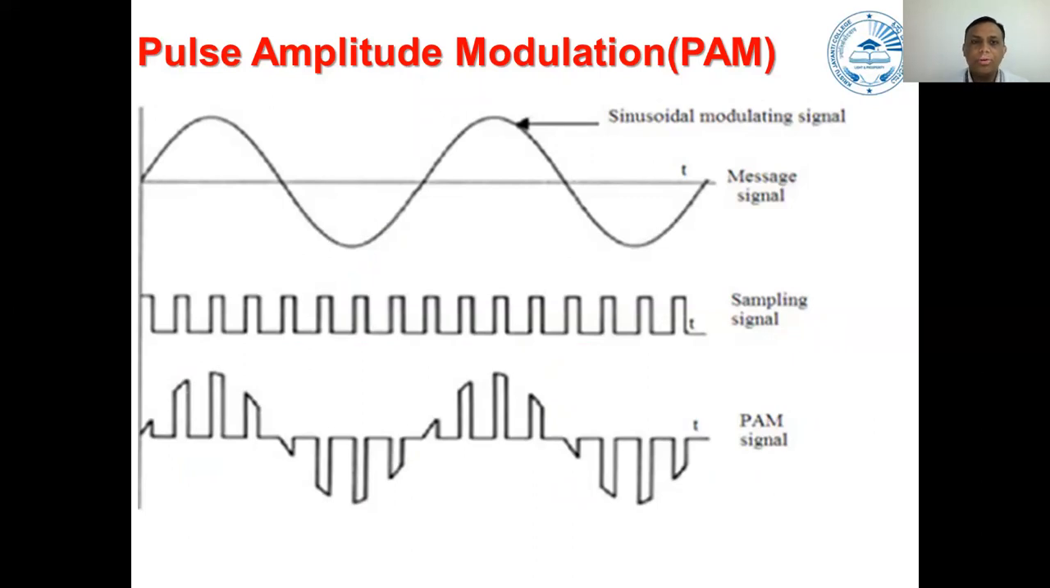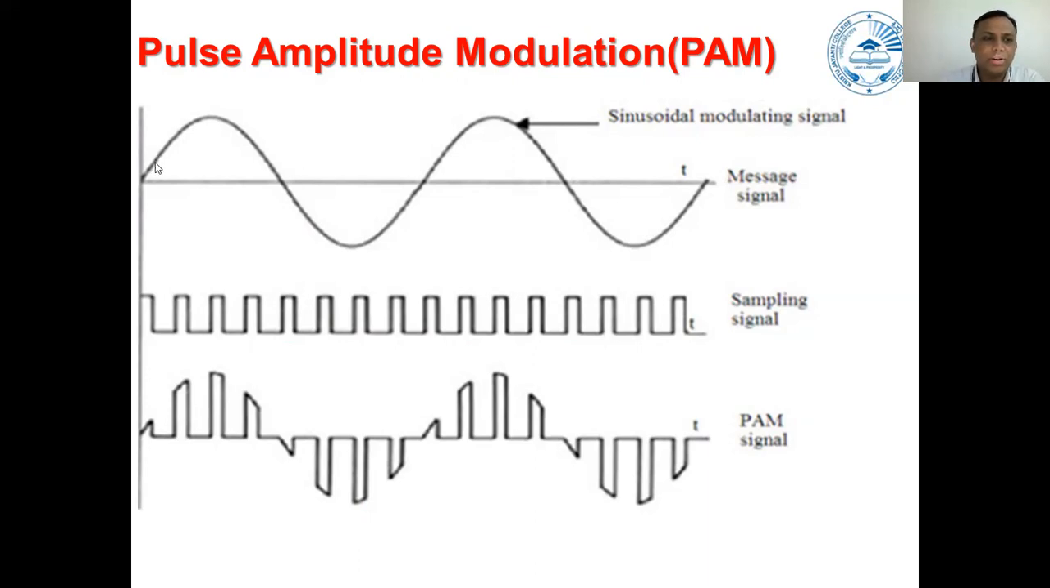As the name indicates, in pulse amplitude modulation I am going to change the amplitude of the pulses with respect to the modulating signal by keeping the width and position constant. That type of modulation we call pulse amplitude modulation. The definition of pulse amplitude modulation: the amplitude of the carrier pulses is varied with respect to the modulating signal by keeping the width and position constant.